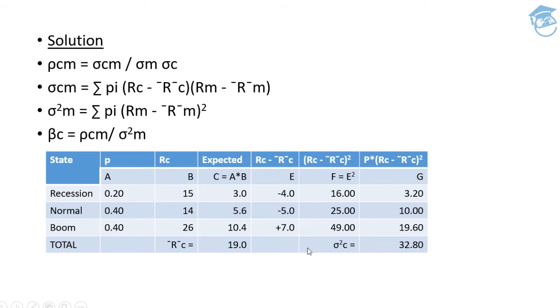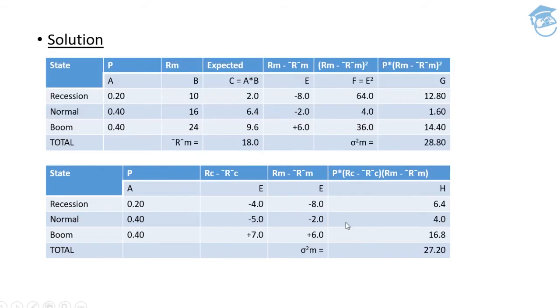Thorough and clear with it, guys? Wonderful. Let's move towards the second part, which is now the market thing. Again, the similar thing has to be taken care of in case of market as well. Exactly similar, nothing has to be changed. 10, 16, 24 are the different market returns in three scenarios: recession, normal, boom, which is 0.20, 0.40, and 0.40. Multiply 0.20 with 10, you will come out with 2. 0.4 with 16, you'll come out with 6.4. 0.4 with 24 comes out to be 9.6. In totality, overall, it's 18.